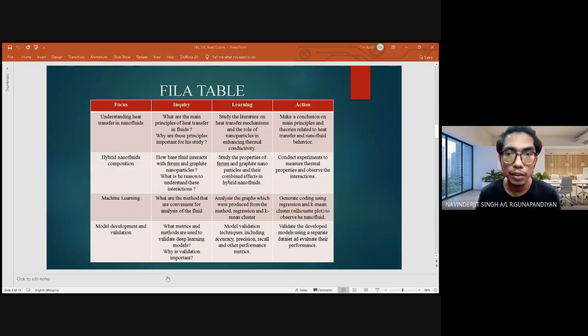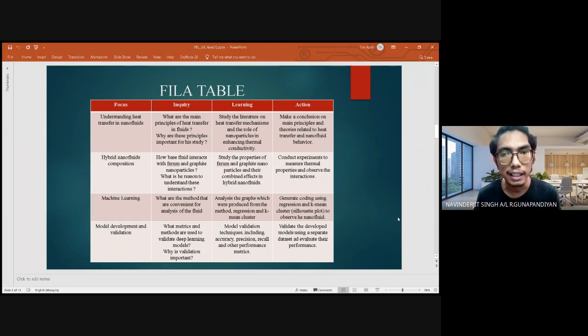Okay, so we'll move on to the PhILA table. PhILA stands for Focus, Inquiry, Learning, and Action. So this table provides us with information and will help us to conduct the experiment properly. So I'll just mark up one of each category.